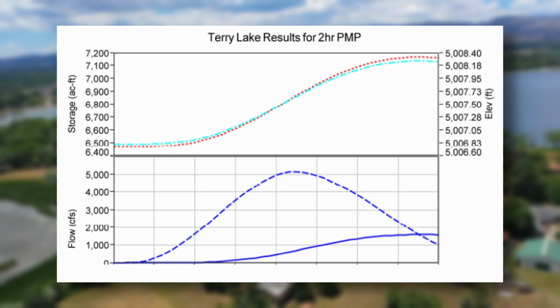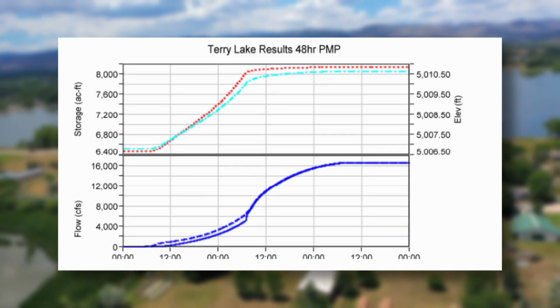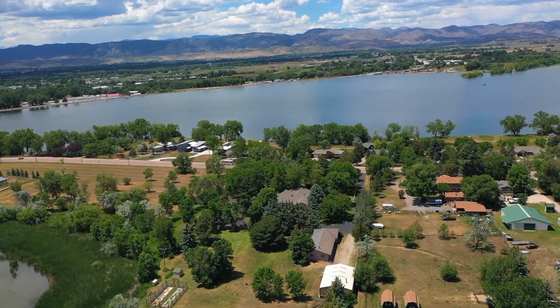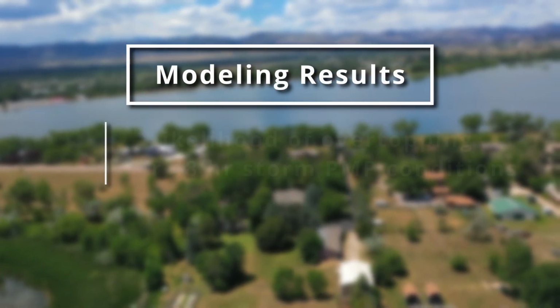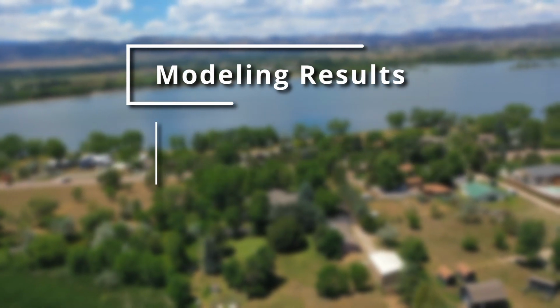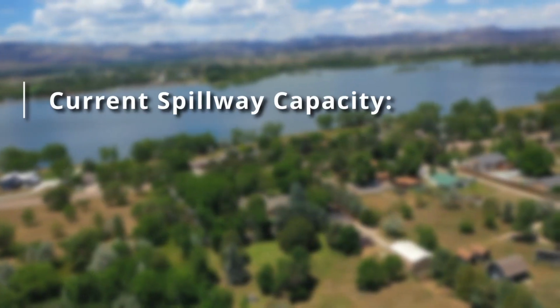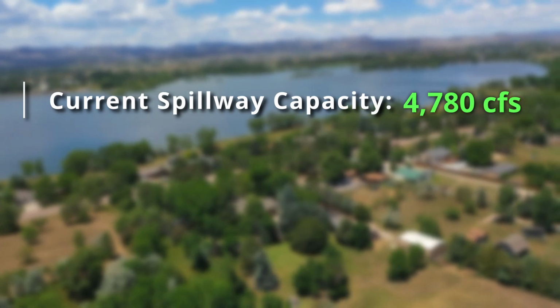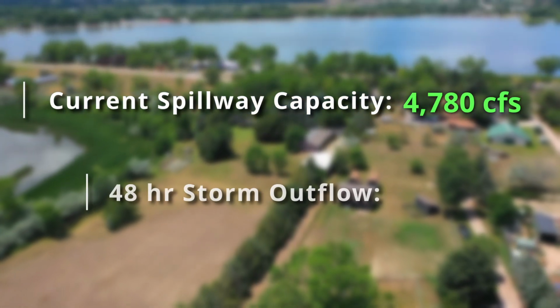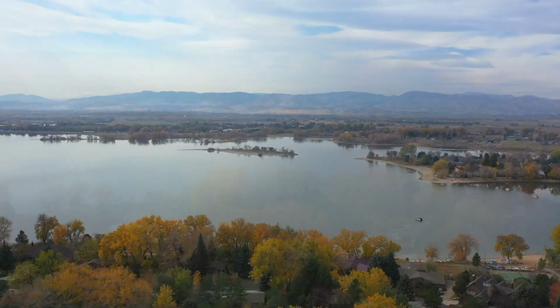Simulations for the 2, 6, and 48-hour storms were run to determine if the current spillway capacity can accommodate the probable maximum precipitation values. Results from the model showed a high likelihood of overtopping under the 48-hour storm PMP conditions, indicating that the spillway capacity would have to be increased. The current 300-foot-long trapezoidal spillway has a capacity of 4,780 cubic feet per second, and the outflow from the 48-hour storm was 16,521 cubic feet per second, indicating that the spillway length had to be tripled.